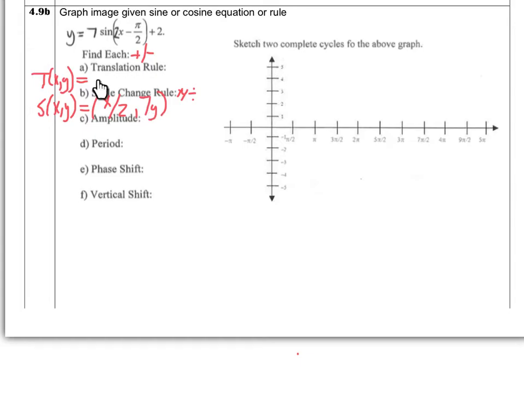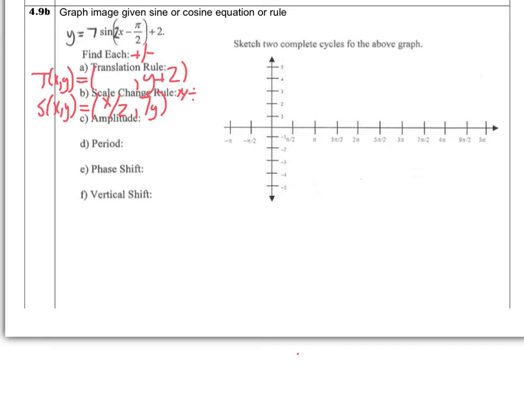Now the translation rule, the y movement is the easier one to start with here. So let's actually do that first. If we look in the equation, the y movement's always the same when it's on the same side. Translations add or subtract. This is plus 2, so that's plus 2.